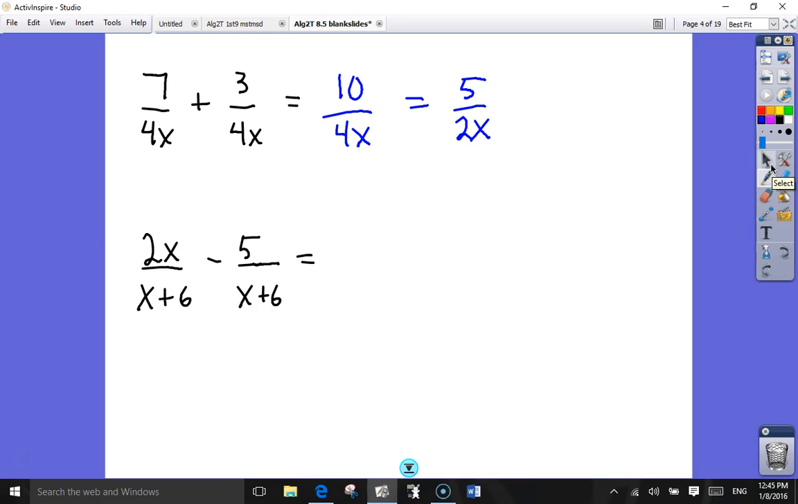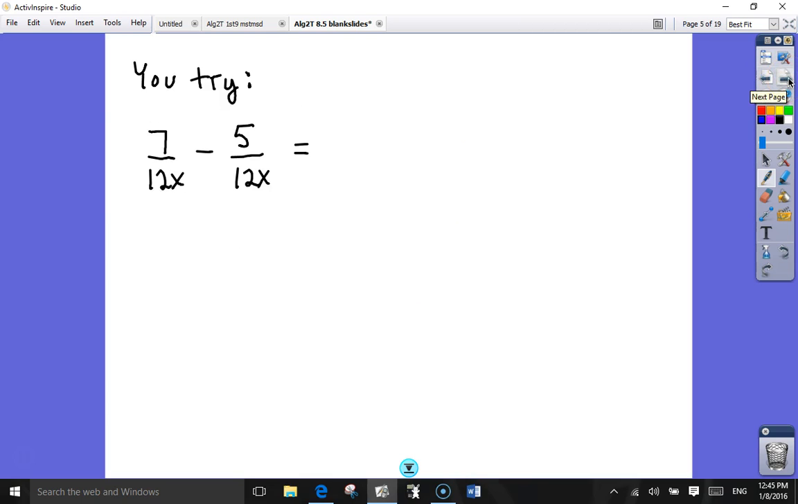Okay, the second one. They already have the same denominator, so subtract the numerators. 2x minus 5. Any simplifying looks like you could do? Nope. I mean, you can't say 2x over x is 2. No, you can't. Okay, so try that one. That's your you try.